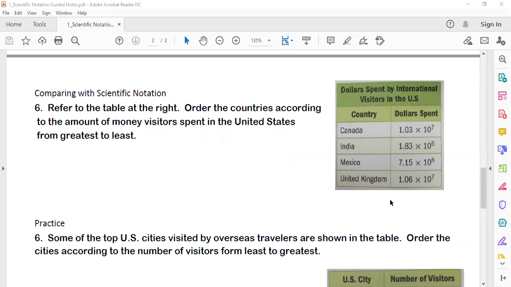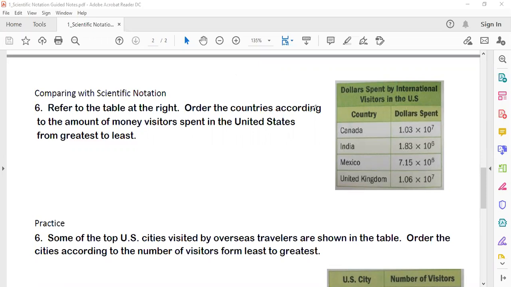So you guys know I'm a big travel person, and I love this particular graph. It has to do with people who are traveling to our country to see things in our country. So it's people who traveled from Canada, people who traveled from India, and people who traveled from Mexico, okay? And what we're gonna do is compare these, and see who spent the most money in our country and who spent the least.